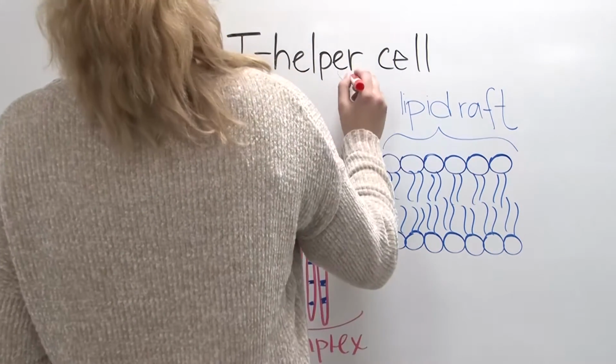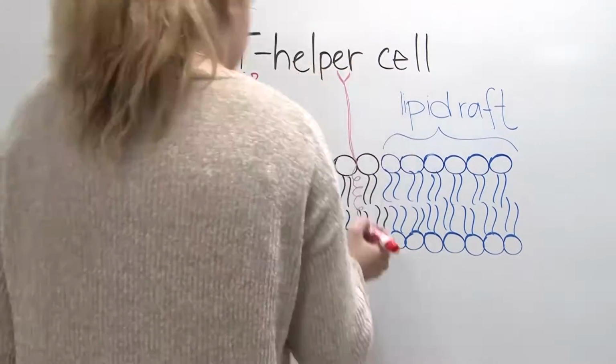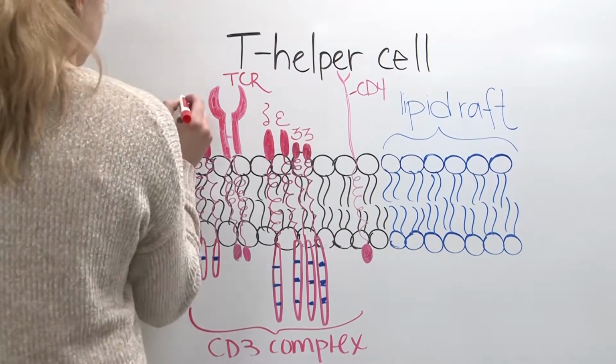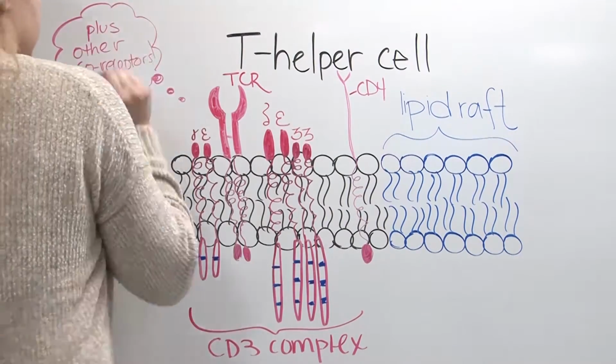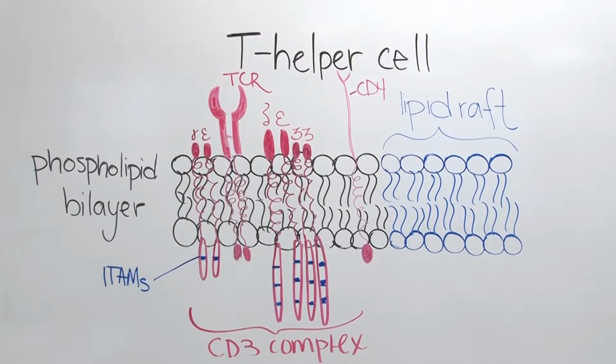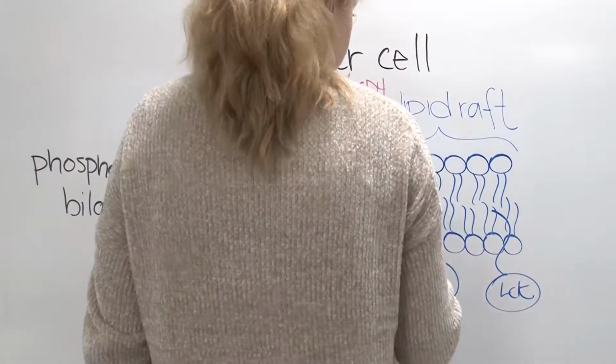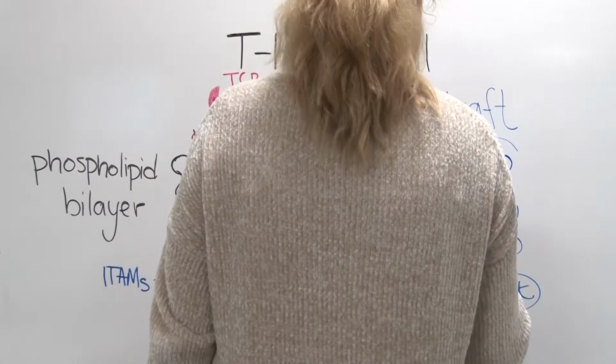Another key player is a CD4 co-receptor, which is T helper cell specific. Although we will be using a slightly simplified model today, remember that this binding also requires other co-receptors. Keep in mind, lipid rafts are rich in tyrosine kinases such as LCK and phospholipids such as phosphoinositol bisphosphate, PIP2.